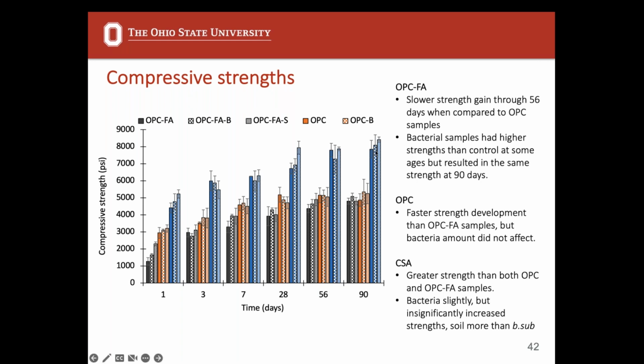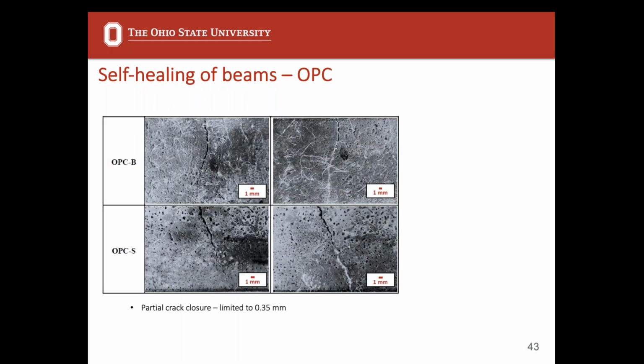We saw with the CSA system a slight increase, but it's still within the error bars on our measurement of compressive strength. So overall, there's no difference between samples with bacteria and without as far as strength goes, up to 90 days. Now what you've all been waiting for, the self-healing of the beams. So here I'm showing two flexural samples with fiber reinforcement to keep them from cracking quite all the way through.